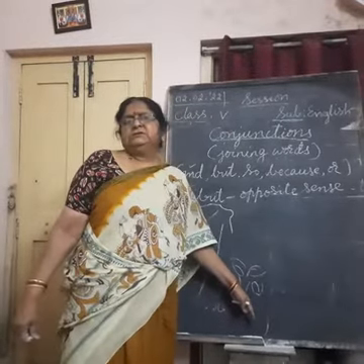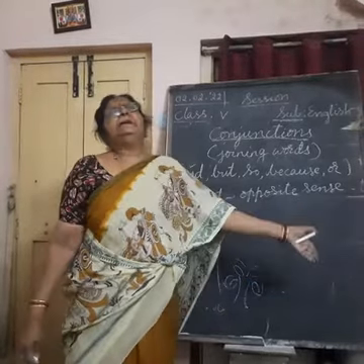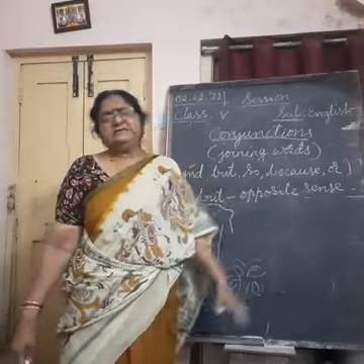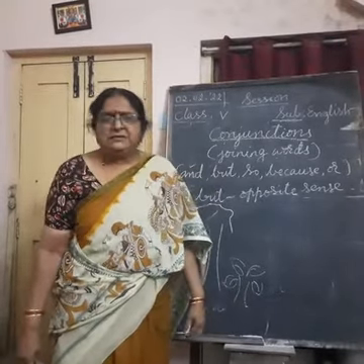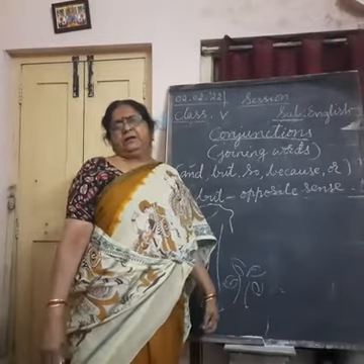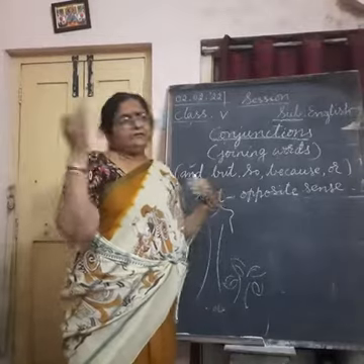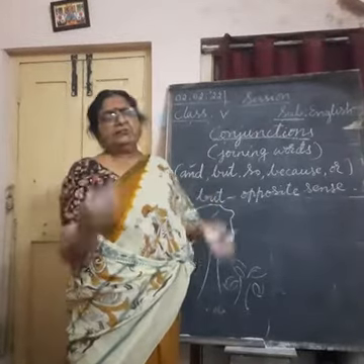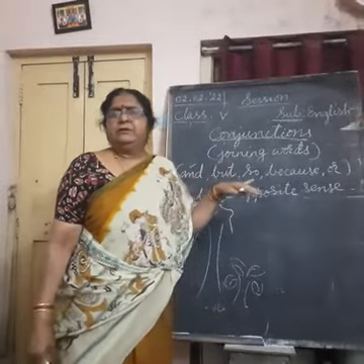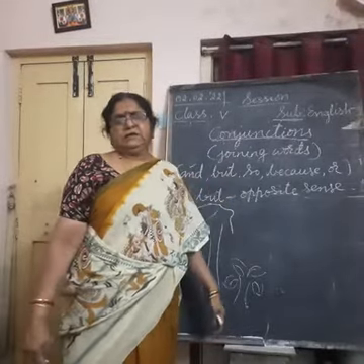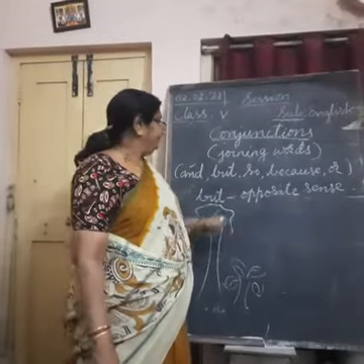So, the tree is tall, but the plant is short. Ravi is clever, but his friend is dull. I am hungry, but my brother is not hungry. When we are showing different attitudes or different feelings or different qualities, we use but. Opposite qualities, I can say. That time we use but. Okay.